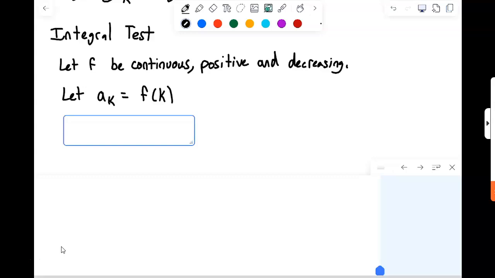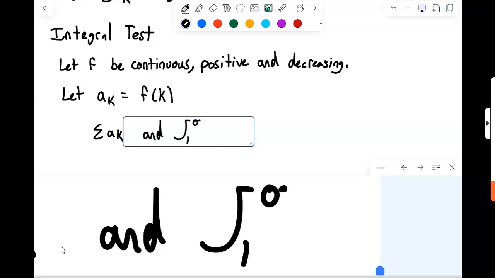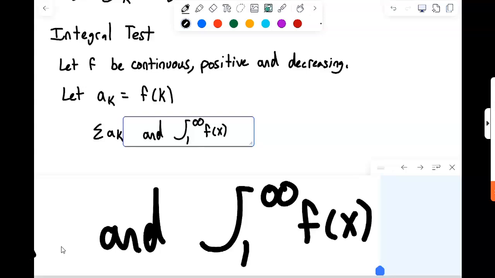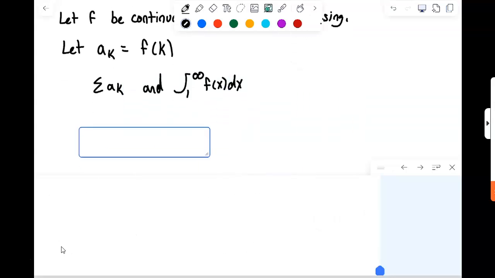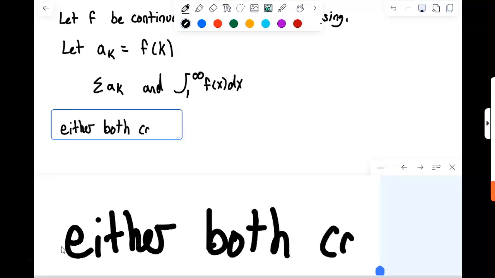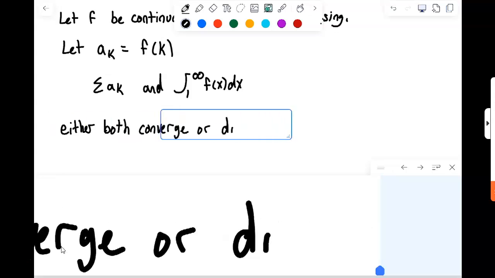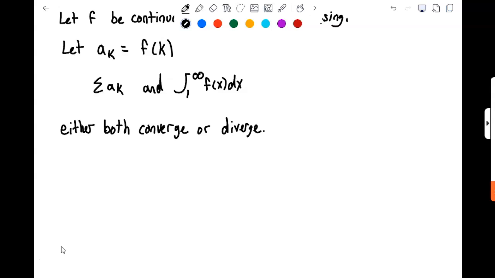Okay. Then the integral test says the following: the infinite series of the a_k's, and the integral from 1 to infinity of f of x dx, either both converge or they both diverge. So either both the series and the integral converge or both the series and the integral diverge.